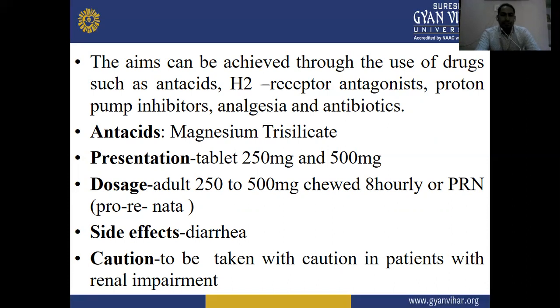Next one is antacids. Antacids like magnesium trisilicate are used to reduce the pH of the stomach. Presentation: tablets of 250 mg and 500 mg. Dose for adults: 250 to 500 mg chewed at bedtime or PRN, meaning as needed. Side effects: diarrhea. Precautions: to be taken with caution in patients with renal impairment.